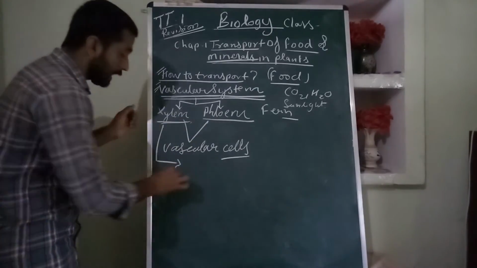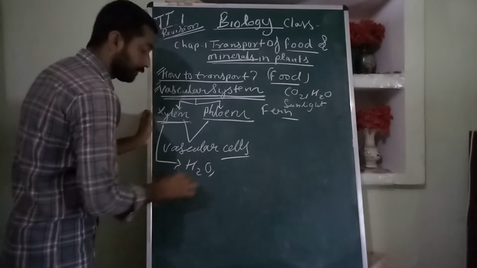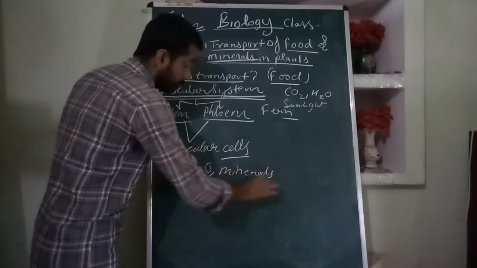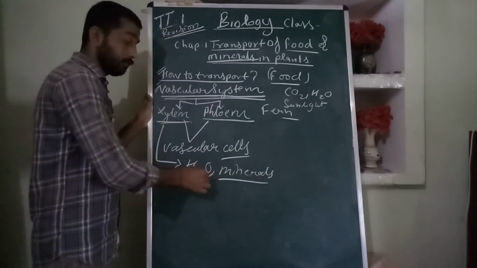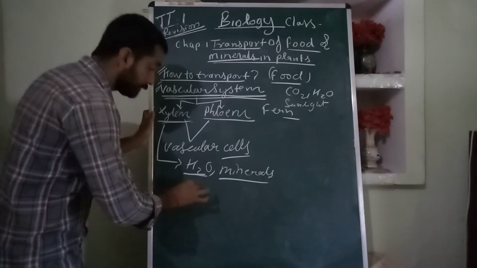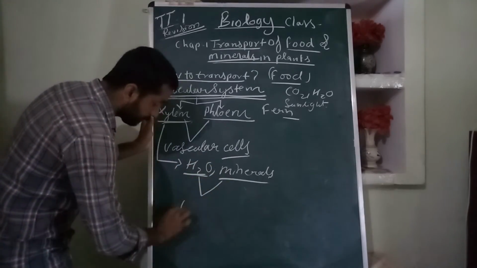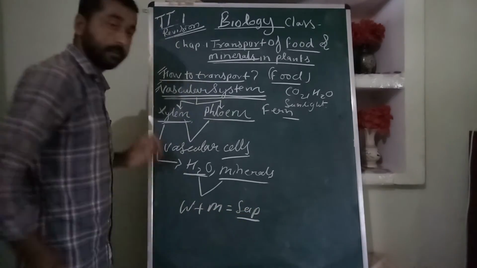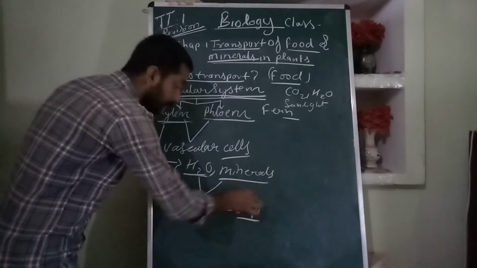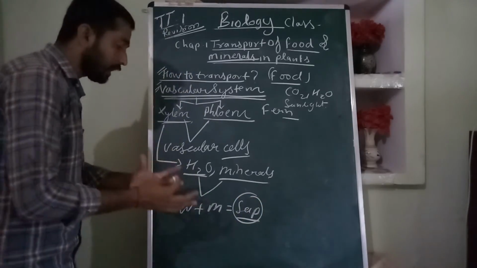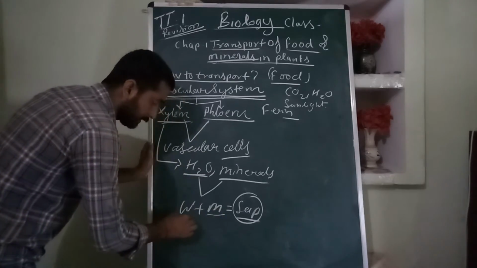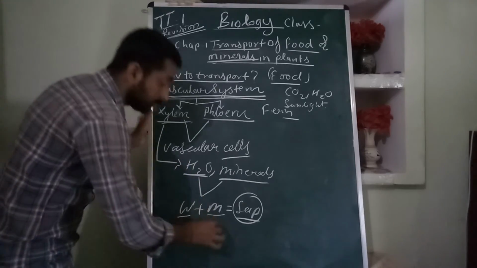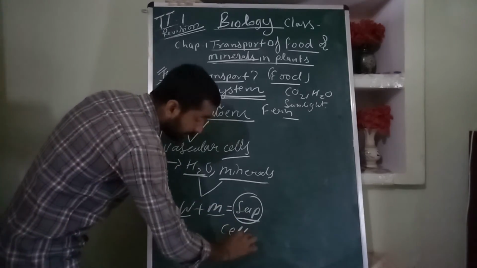The main function of xylem is to transport H2O, meaning water, and minerals, because water and minerals are necessary for growth and development. So basically we can see the water and minerals in the form of sap. Sap means a solution containing minerals and water. This is called sap, or also called cell sap.